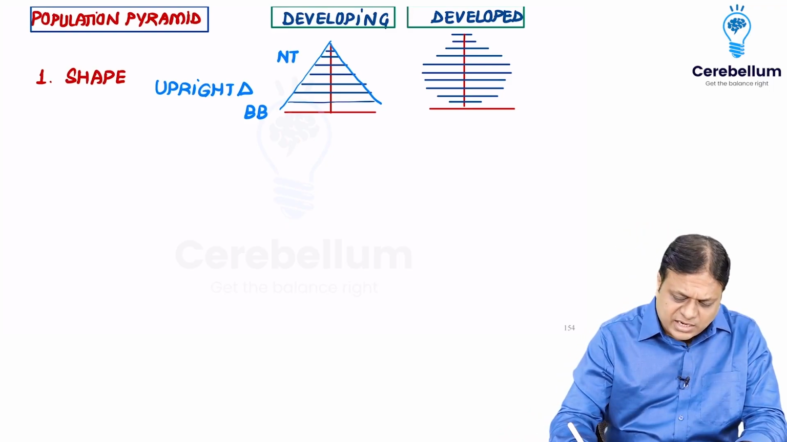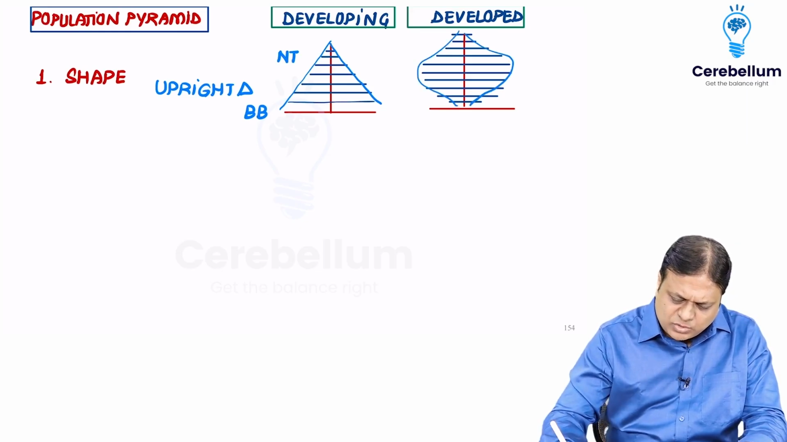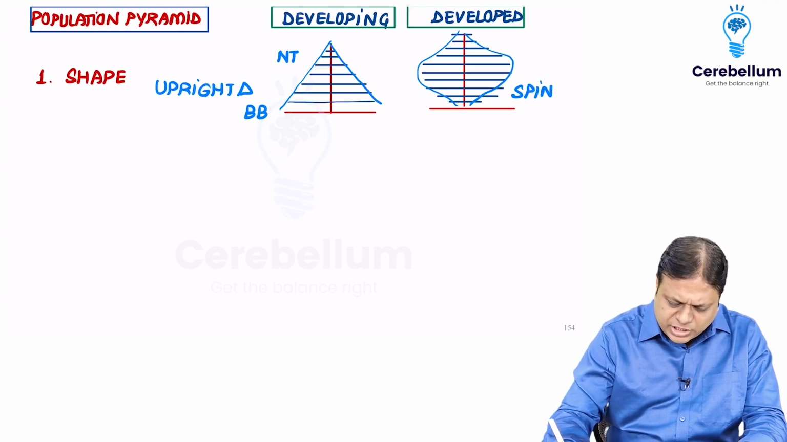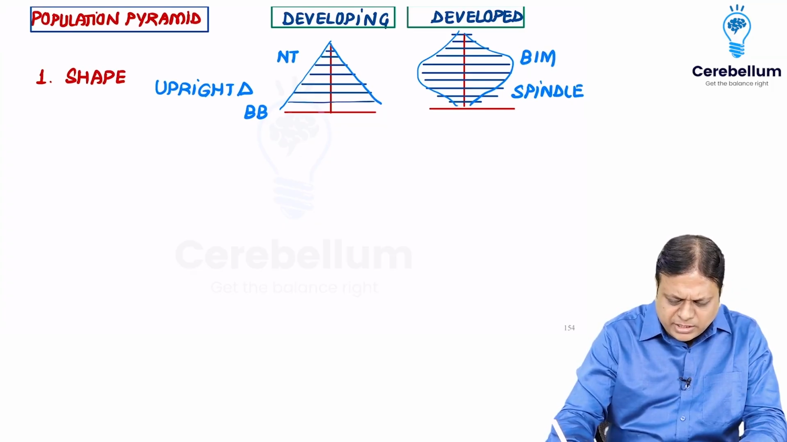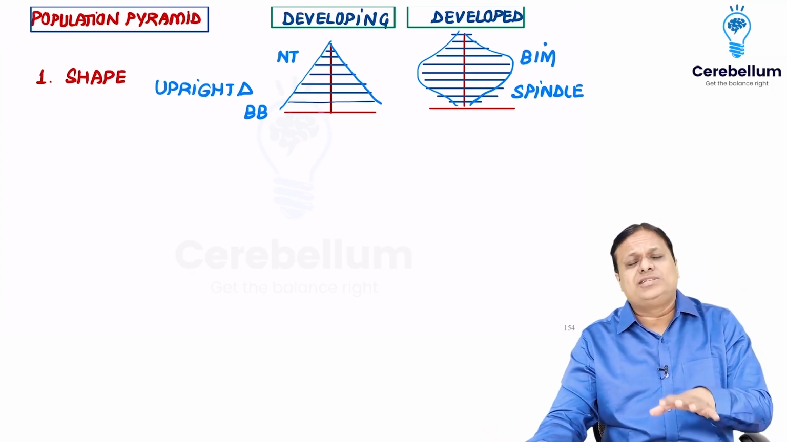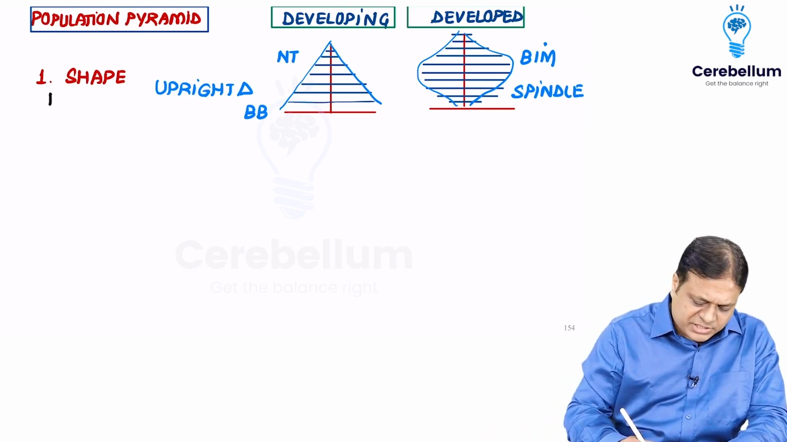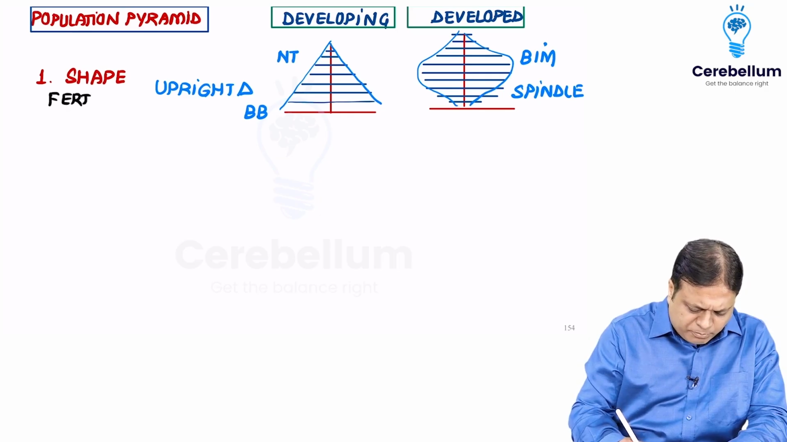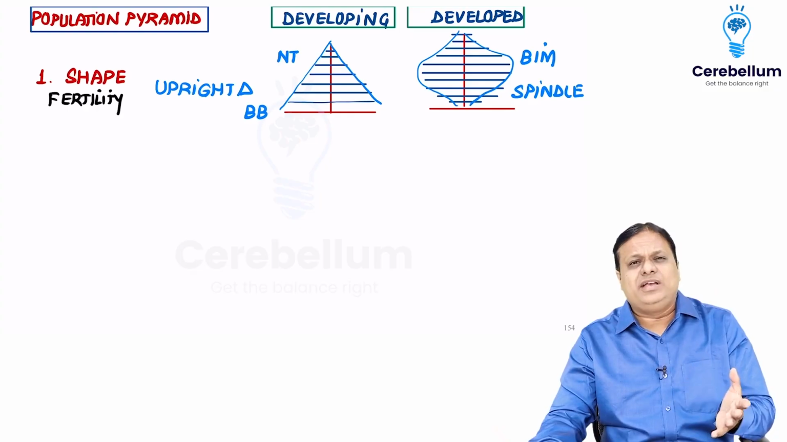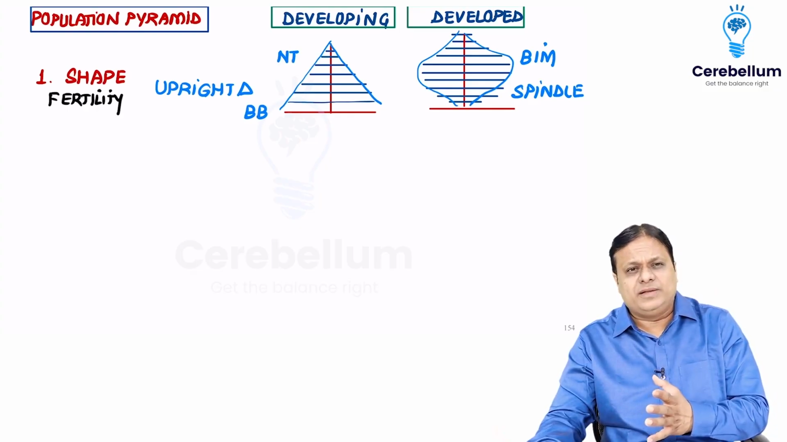In contrast, a developed country pyramid is like this. This is known as spindle shape, which is having bulge in middle. More population is in the middle part, economically productive age group. So shape represents fertility pattern of a country. Developing countries high fertility, developed countries low fertility.